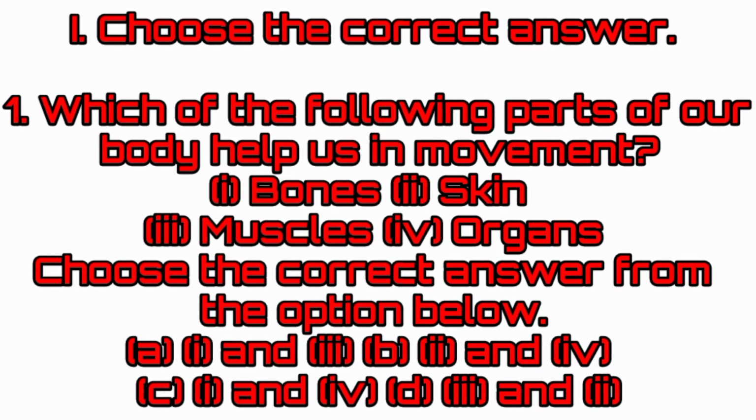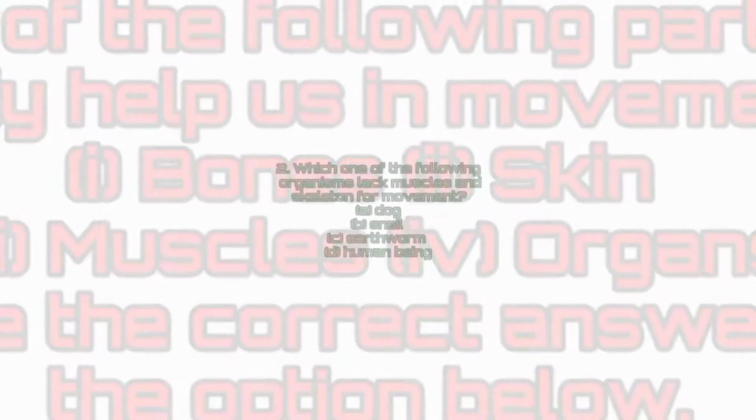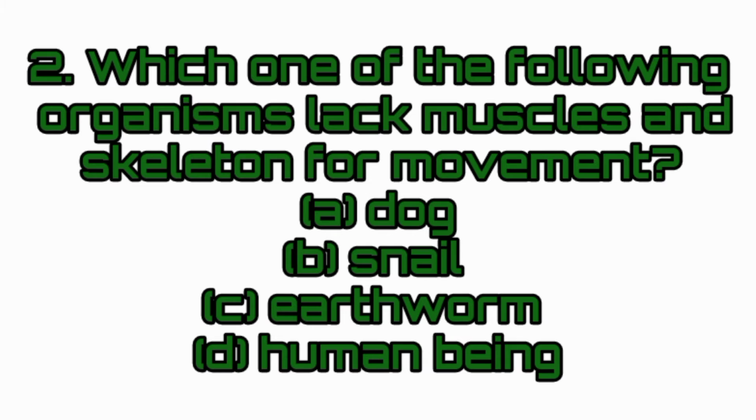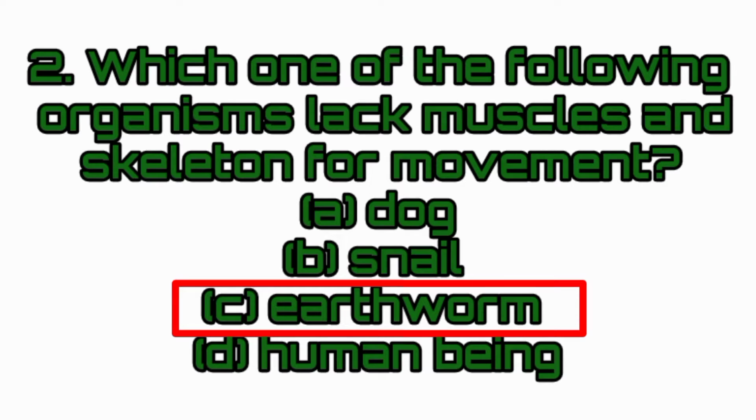Choose the best answer. Which of the following parts of our body help us in movement? Answer: option A, bones and muscles. Bones and muscles are the parts of our body that help us in movement. Which one of the following organisms lack muscles and skeleton for movement? Answer: option C, earthworm.